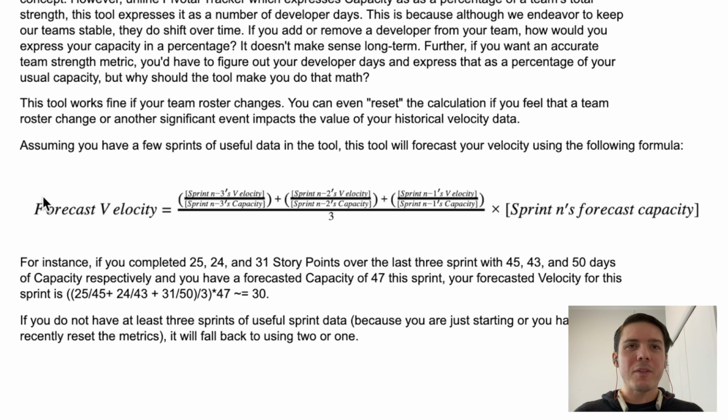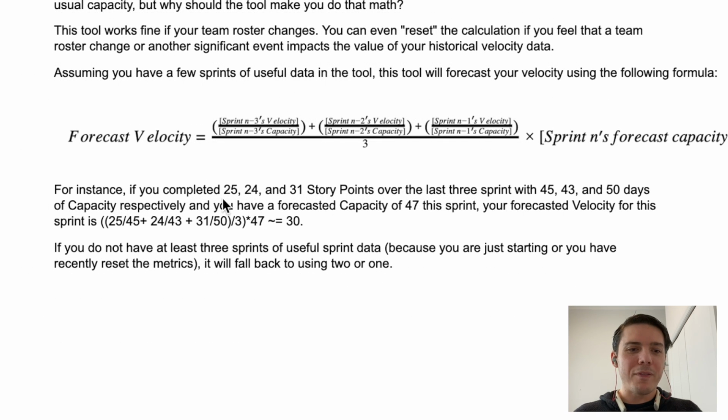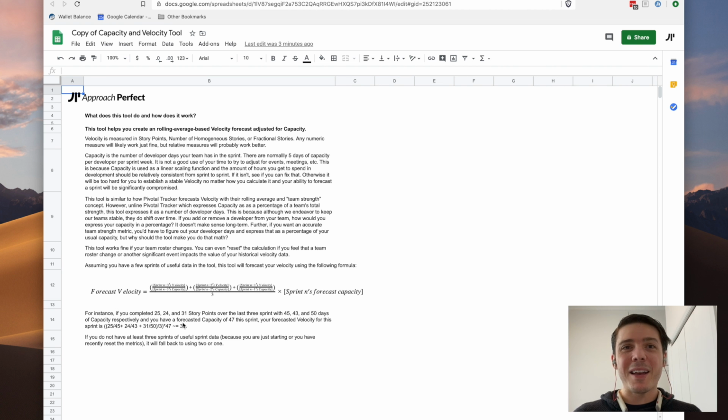of context switching. Assuming that you've got a few sprints of useful data in the tool, this is going to give you a forecasted velocity based on the average of up to your last 3 sprints velocity and capacity. So if you completed 25, 24, and 31 story points over the last 3 sprints with 45, 43, and 50 days of capacity, and you're forecasting your capacity of about 47 in the sprint, here's the formula. You're going to get a forecasted velocity of 30 points. If you don't have 3 sprints of data yet, no big deal. It's going to do the best with just 1 or 2 sprints worth of data.